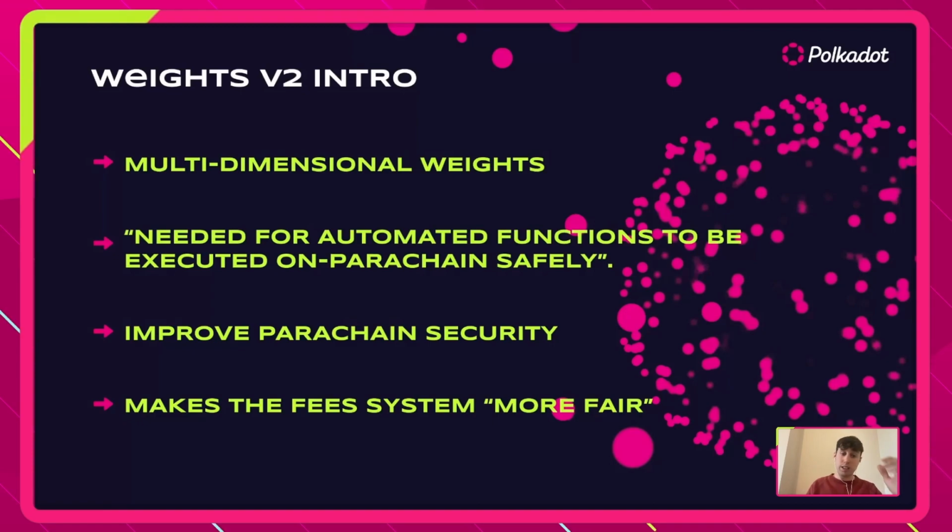And it also makes the fee system more fair. With multidimensional weights, you are not only checking the execution time, you are able to check many more dimensions.